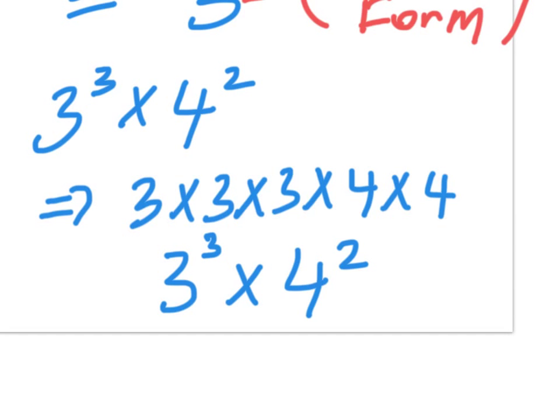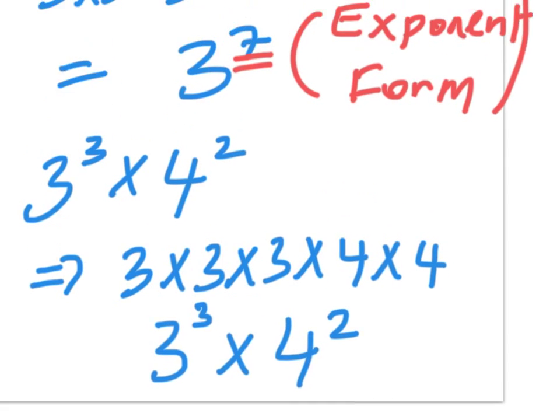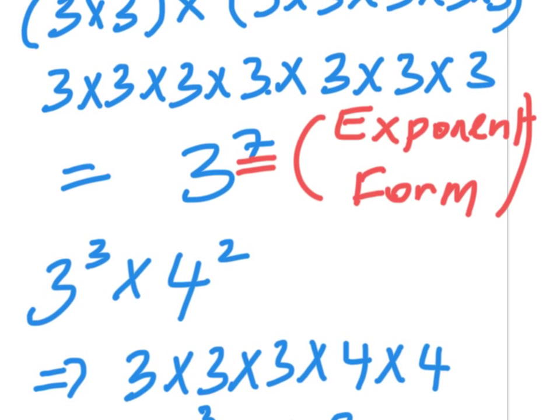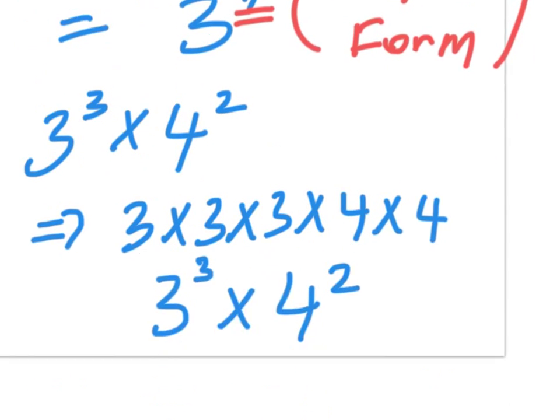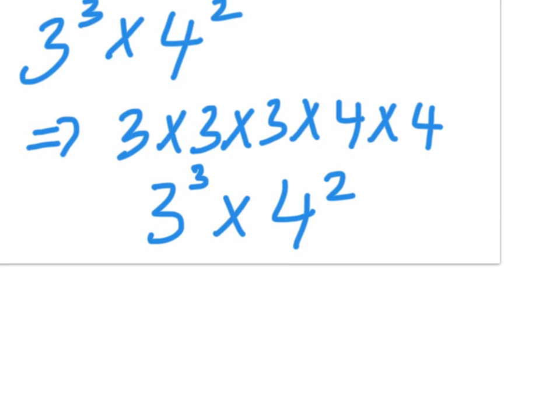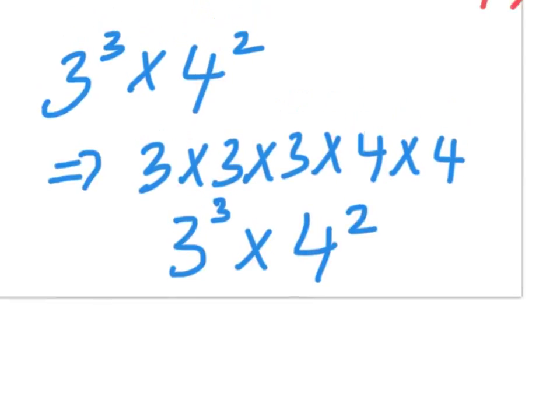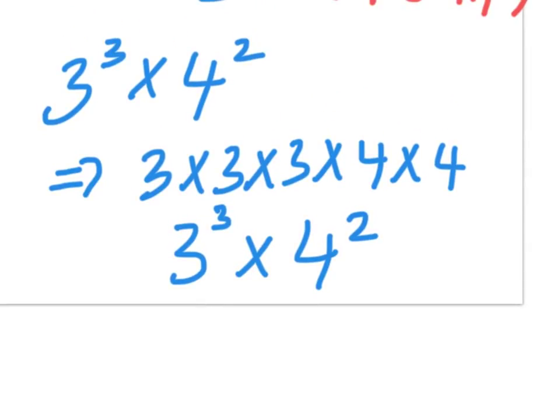In the last example we had 7 threes multiplied by each other, which is 3 to the power of 7. Here we only have 3 threes multiplied together, which is 3 to the power of 3, and 2 fours, 4 to the power of 2. So you can only combine them into one if the base numbers are the same. Here the base number of the first expression is a 3, and of the second is a 4. They can't be combined, they have to be left as they are. Okay, let's move on to the next rule.